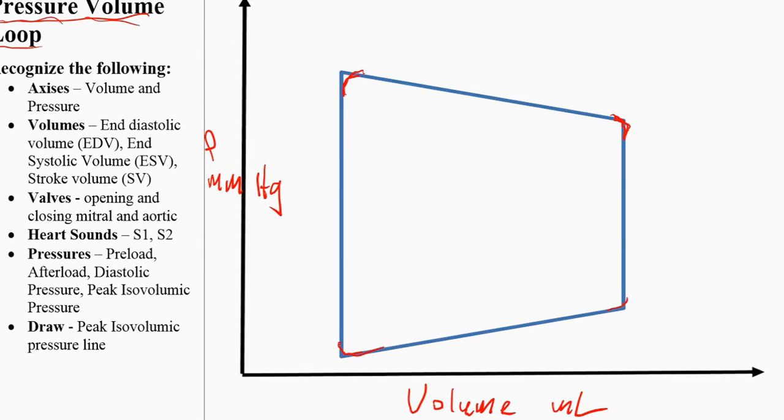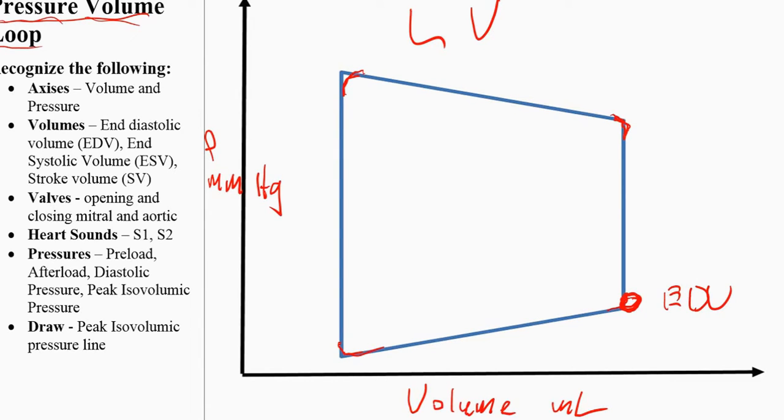So there are some different volumes on here. The very first one that we'll talk about is right here, and this is the one that probably gets asked about the most. This is end diastolic volume. A little bit counterintuitive, because you're not thinking of the left ventricle when you think of that. This is all about the left ventricle though. This is a loop of the left ventricle.